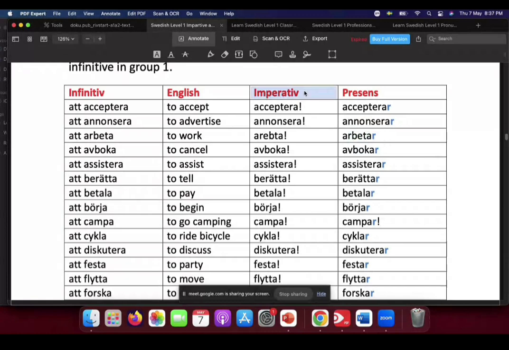At avboka, avboka. Here it is also written imperative form. You know imperatives? Why do we use imperative in a sentence? When I want to give instructions, orders, advice, I want to make a request. So we use imperative forms. So here, if you focus, imperative form is equal to infinitive form. They are the same. At acceptera, acceptera. So later on, we will learn the difference between group two and here.